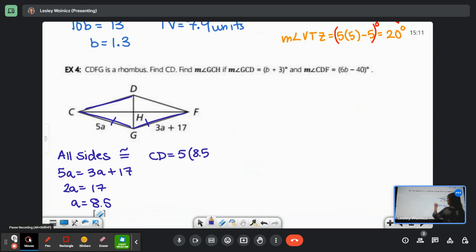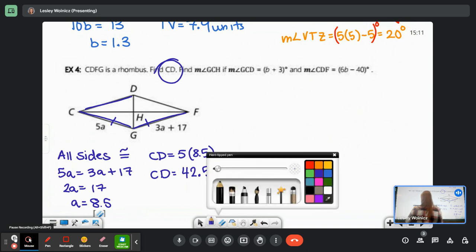That's a good question. Is it 42.5? Yeah. Wait, we're trying to find CD. So if we find the length of one side, they're all equal. Correct. Okay, so that's that part.